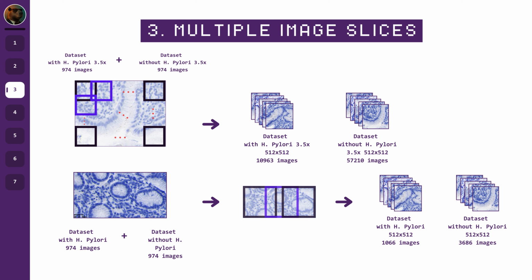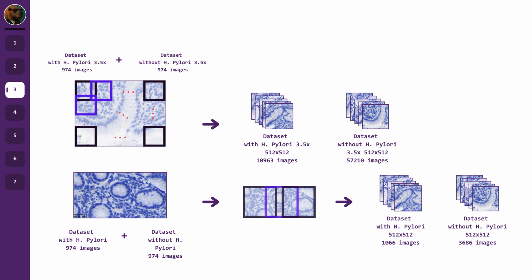Multiple image slices. Afterwards, we resize the images so that one of their sides measured 512 pixels. From there, we crop them into 512 by 512 pixel segments. For the upscaled images, we additionally apply a 25% overlap between crops to maximize the available visual information.